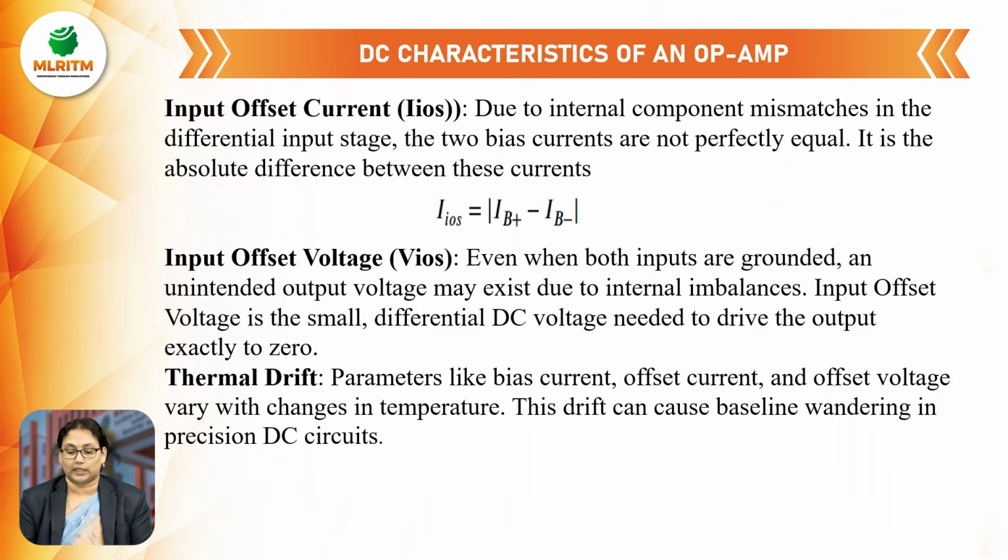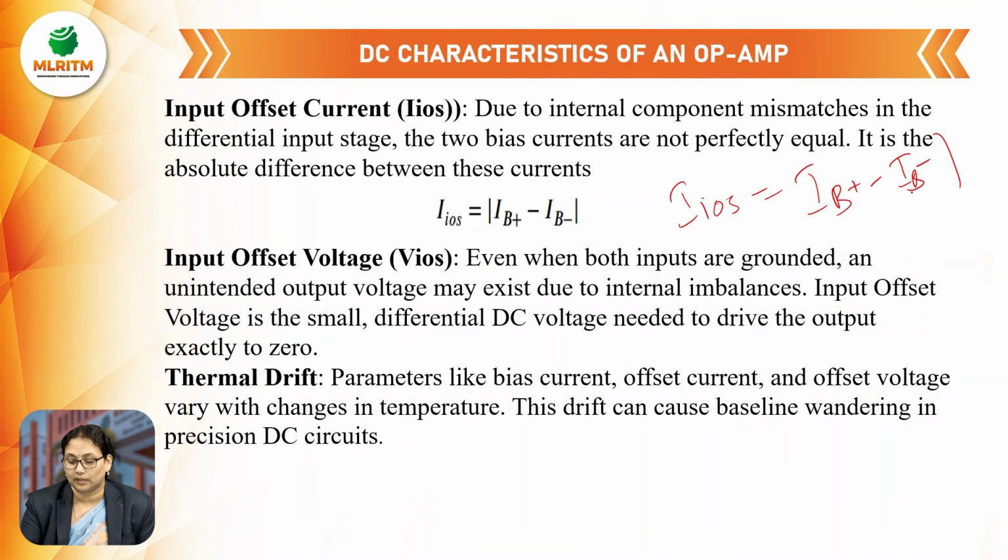Input offset current. Due to internal component mismatches in the differential input stage, the two bias currents are not perfectly equal. It is the absolute difference between these two currents. So input offset current is represented by IIOS. It is the difference between the two base currents.